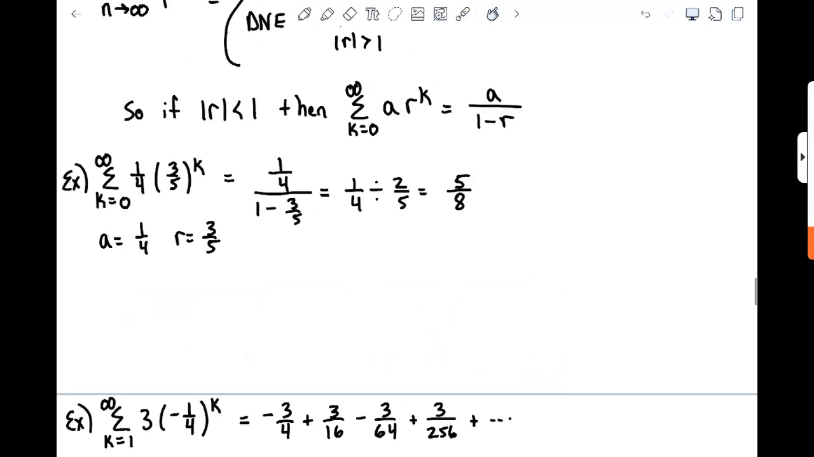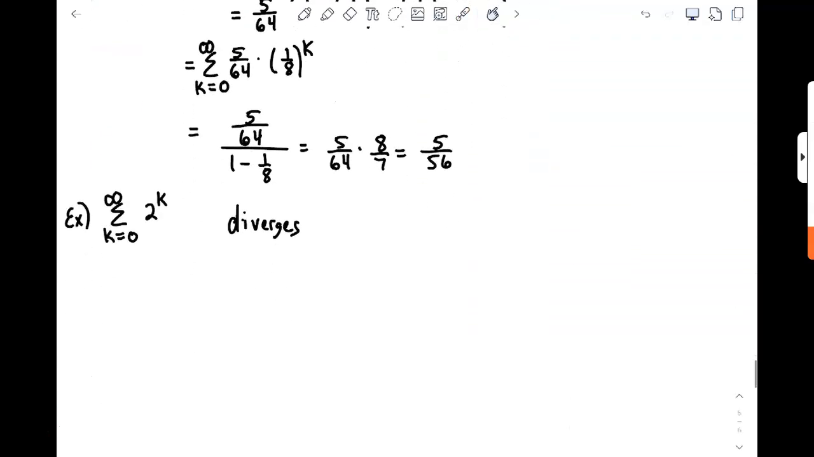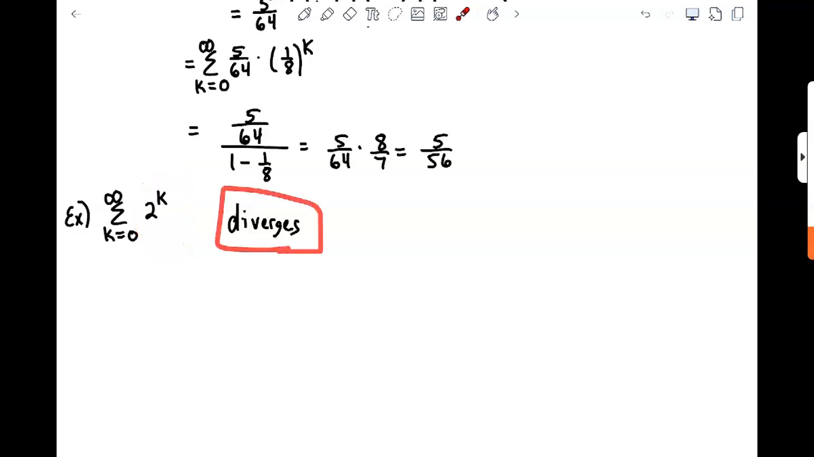So you do have to keep your eye out. Are you dealing with a situation where the ratio is greater than 1, its absolute value is greater than 1? Then it's going to diverge. The whole thing is just going to go to infinity.